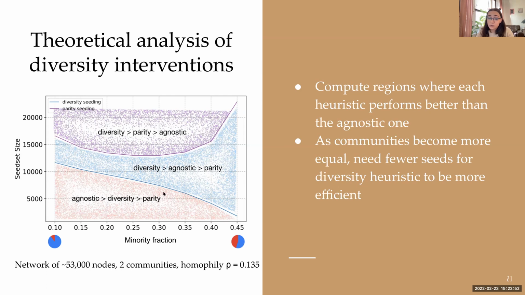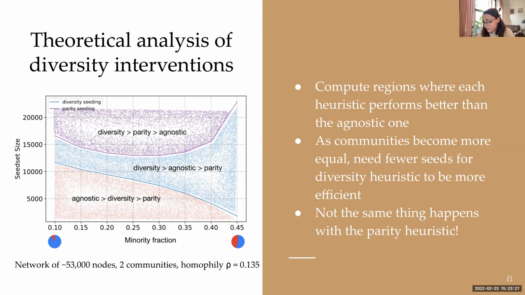Now, as we continue to increase the seed set size, we see that at some point we transition into this purple region. And in this purple region is when being strictly fair, parity seeding, also outperforms agnostic seeding. And we see that we need a lot more seeds to begin with in order to achieve that. But the interesting part that we notice also is that the phase transition here, the boundary of that, is no longer monotonic. So as the communities become more equal, at some point it becomes harder to be strictly fair and efficient at the same time.